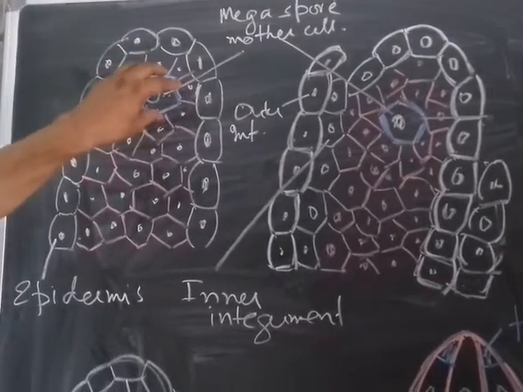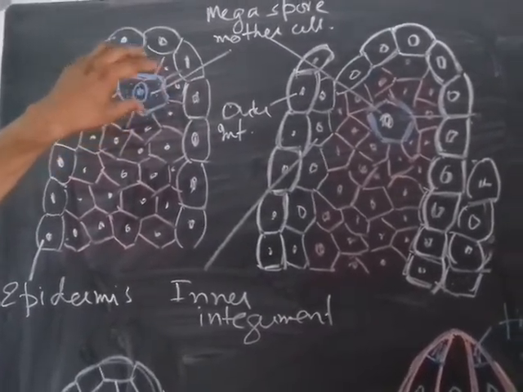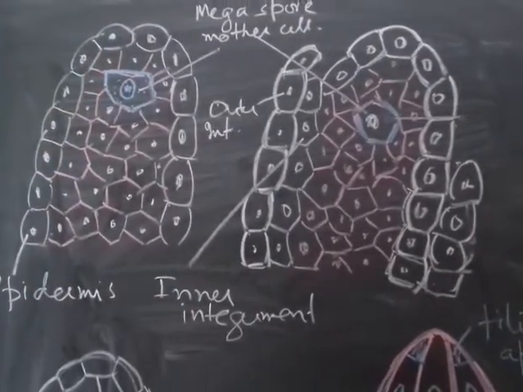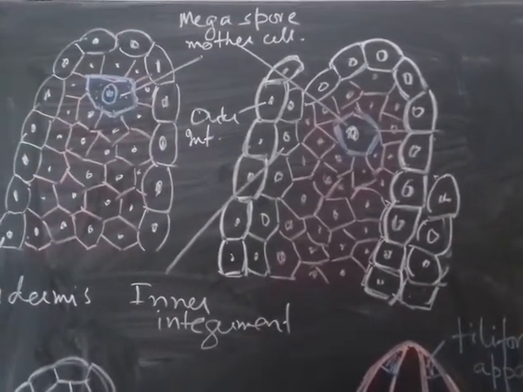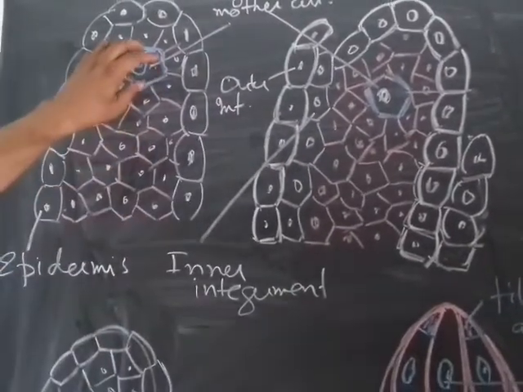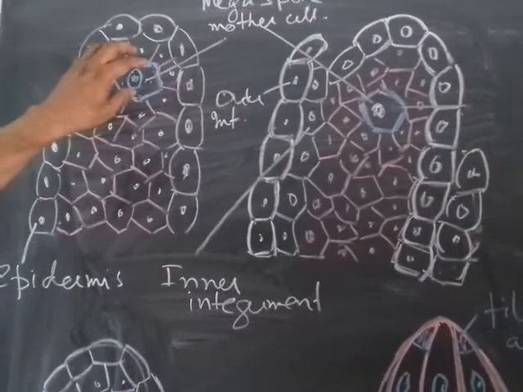So this is called the megaspore mother cell, which is the primitive cell from where the different types of cells, the other nuclei, the antipodal cells and the synergids, develop. This is mainly from the megaspore mother cell, which is 2N.